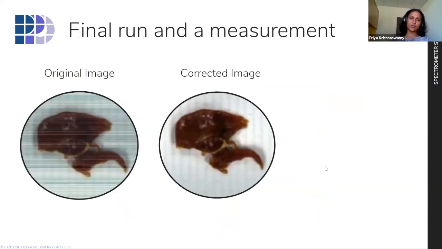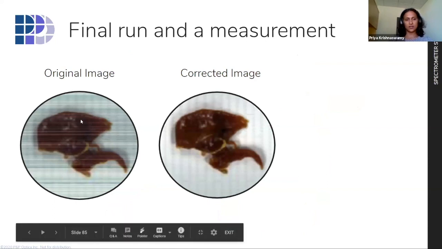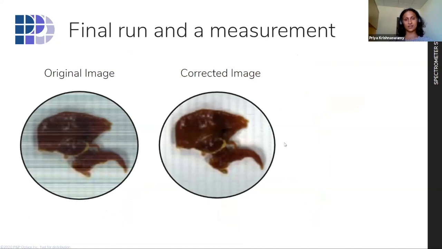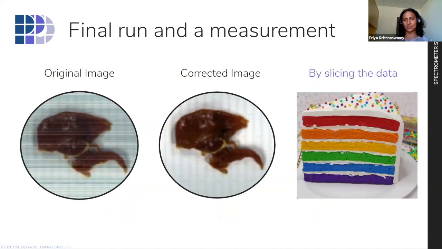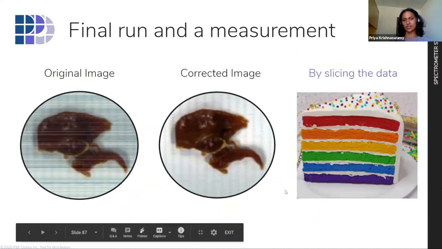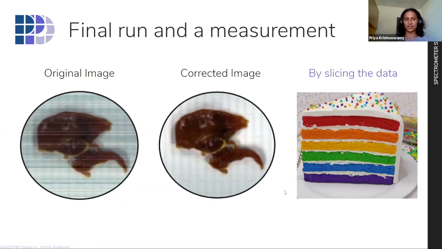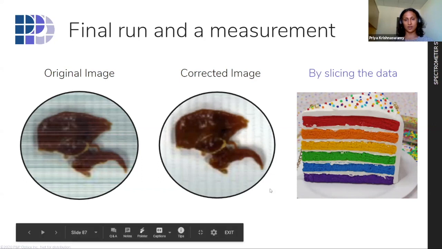So once it's done, we are going to look at a final run and a measurement. You can see on the left of the screen is our original image, and on the right there's a corrected image. And the next question is, how do we see the spectral information? Now, all you need to do is slice through the image, and you would see the rainbow of colors. And with that, we would be able to analyze the chemistry of foreign objects and the chemistry of the meat that we are running through the system.